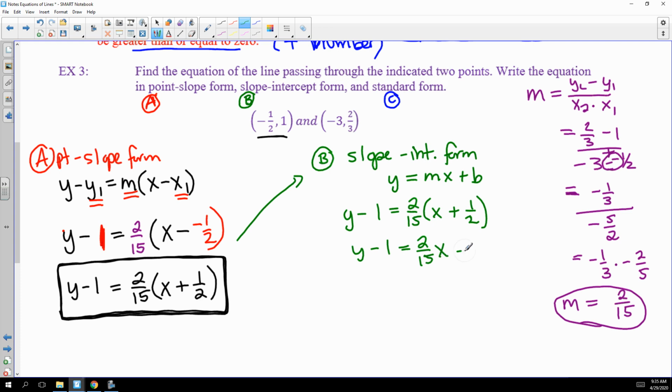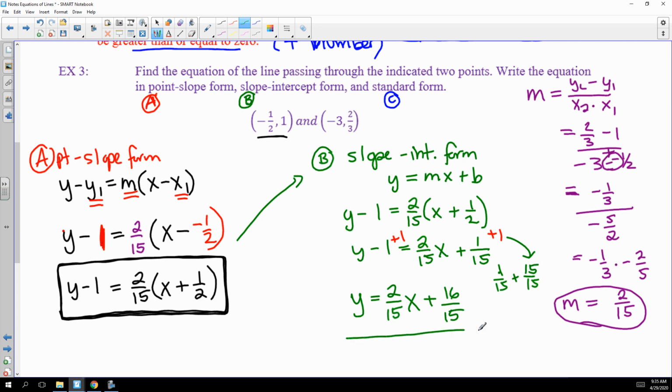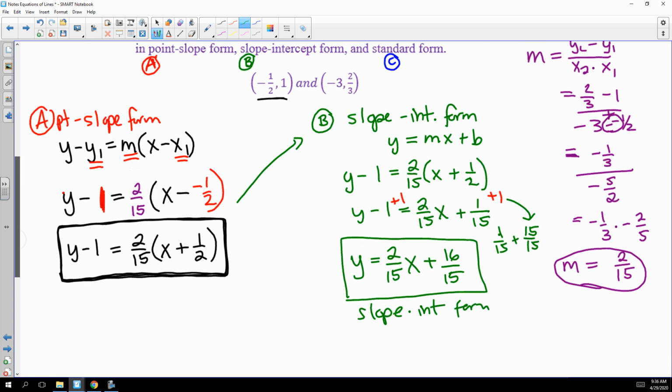2/15 x plus, and then the 2's are going to cancel, or if you write it as 2 over 30, you'd have to reduce that to 1 over 15. And now I'm going to have to add this 1 in order to get the final equation. y equals 2/15 x plus, so 1/15 plus 15/15, because that's what 1 is equivalent to, would give me 16/15. And this would be slope-intercept form.